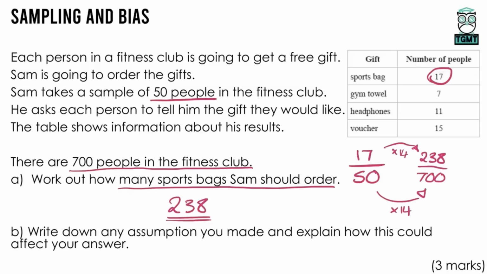Now this question says to write down any assumptions you made and explain how this could affect your answer. So in this type of question, we are assuming that the sample represents the rest of the people. If the sample does not represent the rest of the people, then our answer could be bigger or smaller. And notice how I emphasised the word "answer". So this is specifically asking you, how does it affect your answer? So we assume the sample represents the rest of the people. If not, our answer would be bigger or smaller. And there we go, that's sampling and bias.